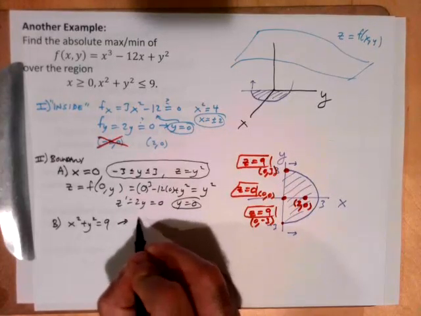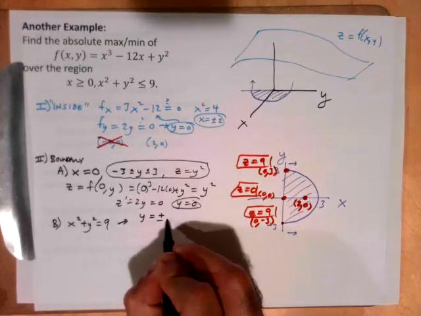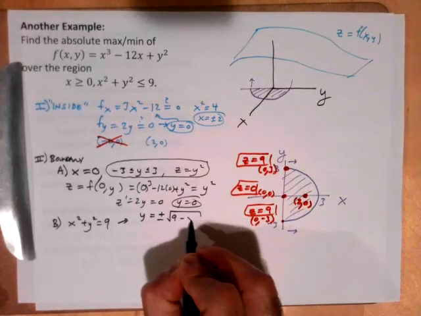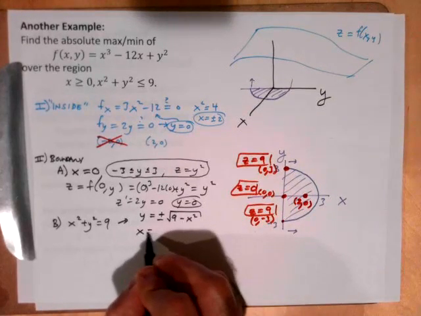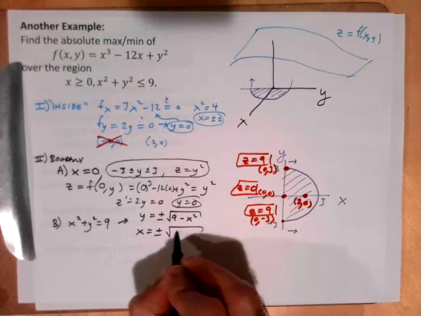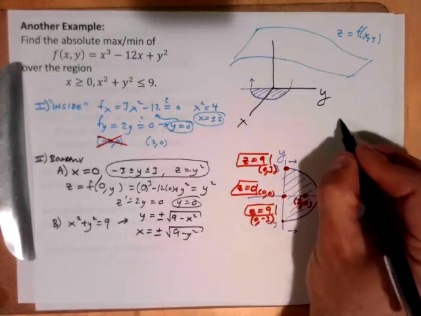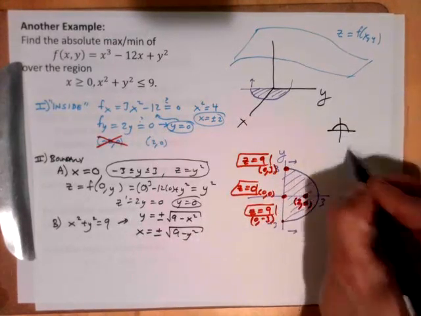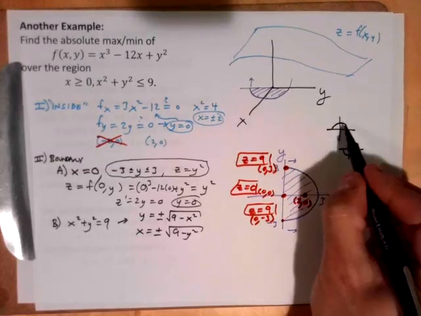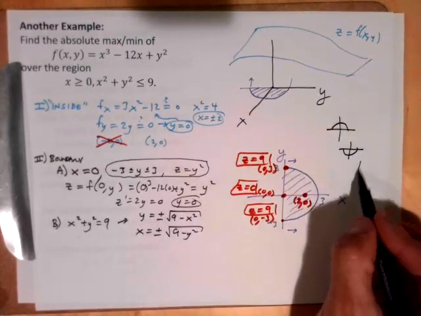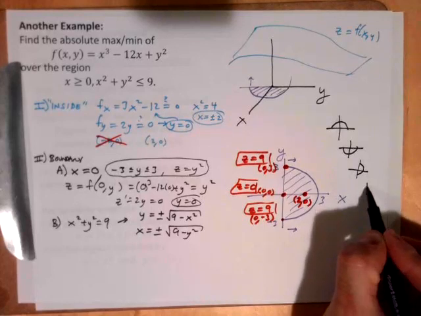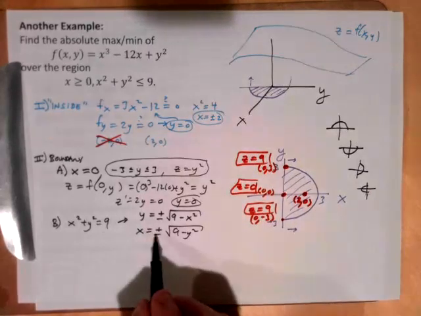You know, if you solve for y, you're going to get y is plus or minus the square root of 9 minus x squared. If you solve for x, you're going to get x is plus or minus the square root of 9 minus y squared. Those constitute the positive y's and negative y's, and the positive x and negative x.